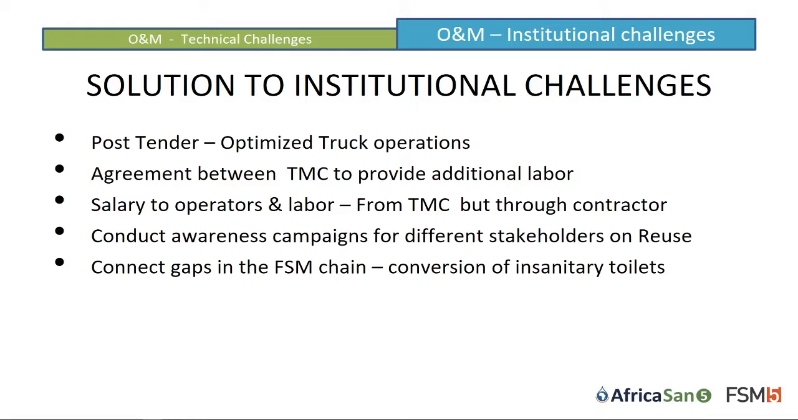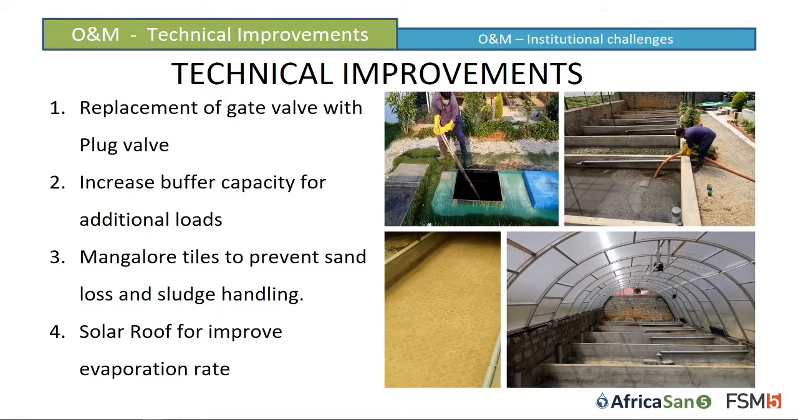And a lot of awareness campaigns were conducted, and the gaps in the FSM chain were covered by converting the town into ODF, that's open defecation free status, by converting insanitary toilets and providing access to toilets to households which didn't have one earlier. Then the technical improvements to solve the slurry movement issues.